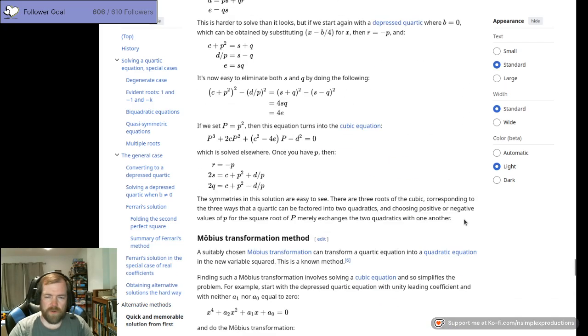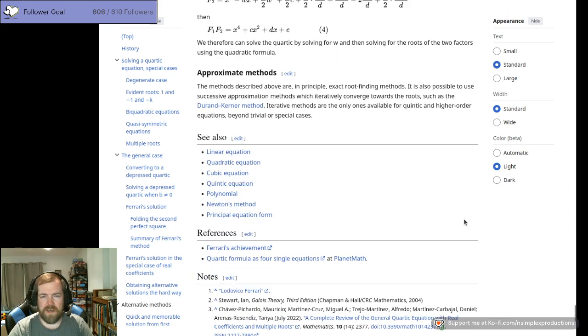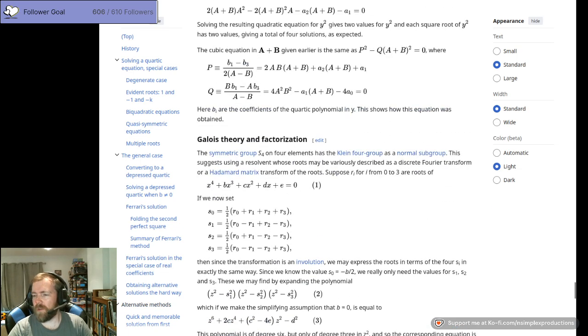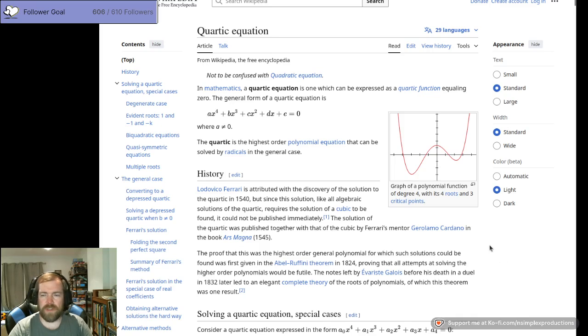Tartaglia and Cardano ended up having a bit of a falling out, as you can imagine. Tartaglia then eventually lost his position and ended up retreating back to his home and retiring, because it just wasn't worth his time anymore.